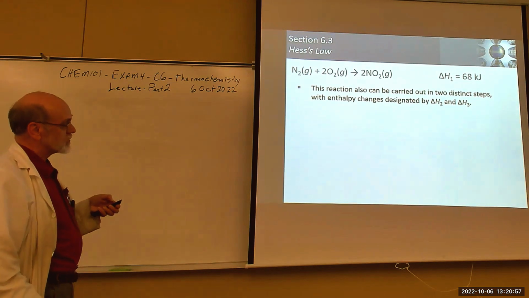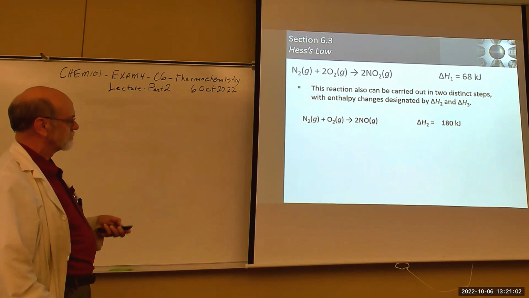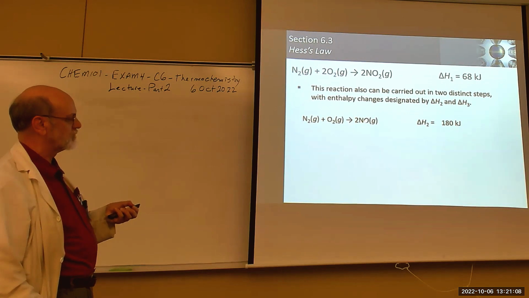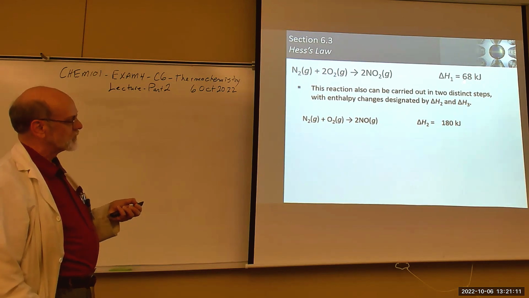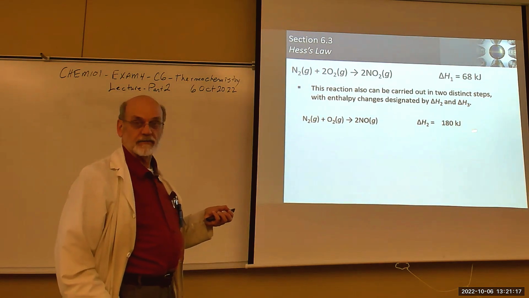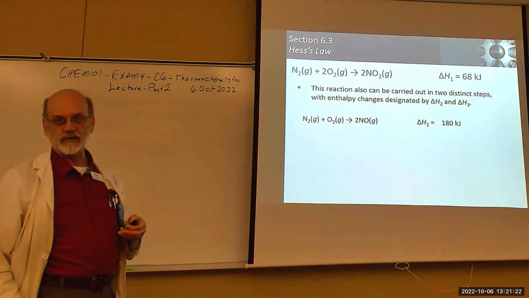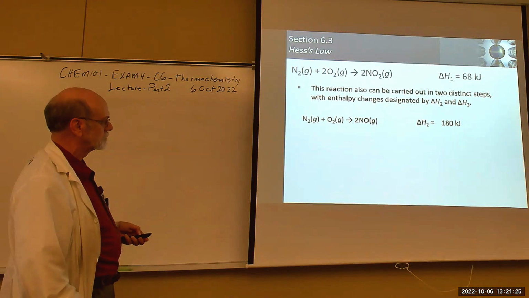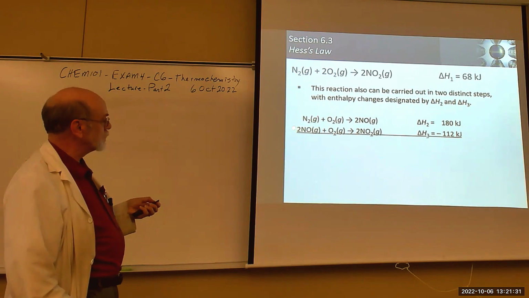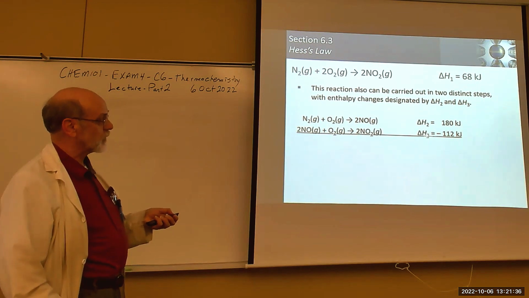But this equation can also be broken down into these 2 possibilities. You have nitrogen plus 1 mole of oxygen yields 2 moles of nitrogen monoxide with that value. So this is an endothermic reaction. That's a positive value. All positive values for enthalpy are always endothermic. Negative values are exothermic. And this one, where we have 2 nitrogen monoxide plus 1 mole of oxygen yields 2 nitrogen dioxide, is exothermic.